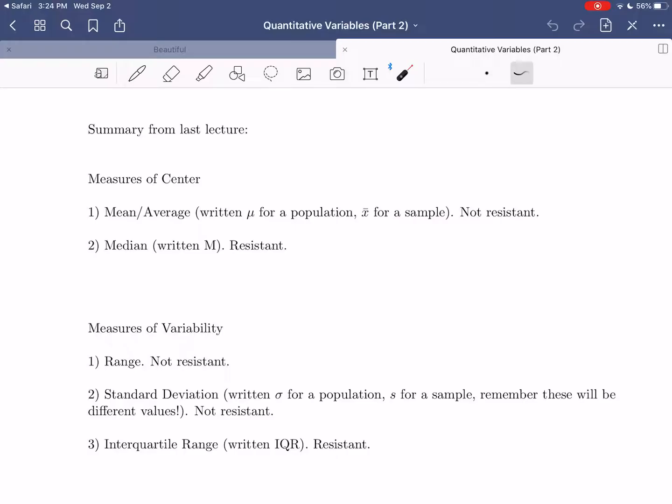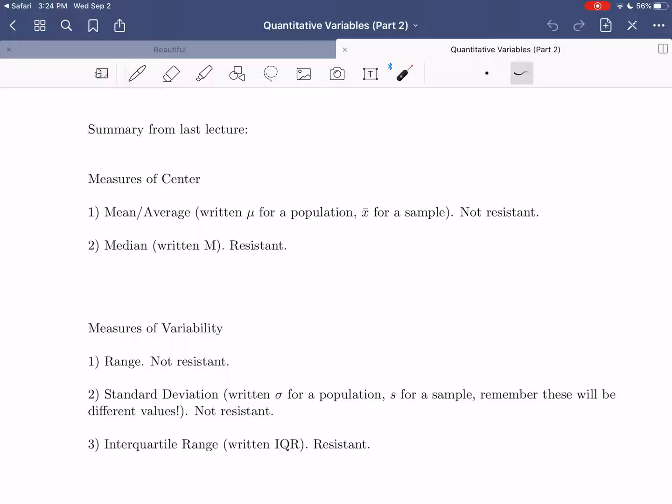Remember that the mean or average is what we consider a non-resistant measure of center. All that means is that if we have some extreme values in our data set, the mean or average will be affected by those extreme values. In other words, if there are some values that are much larger than all the others, the mean or average will be pulled towards those larger values. If there are a few values that are much smaller than the rest of the data, then the mean or average will be pulled to those lower values.